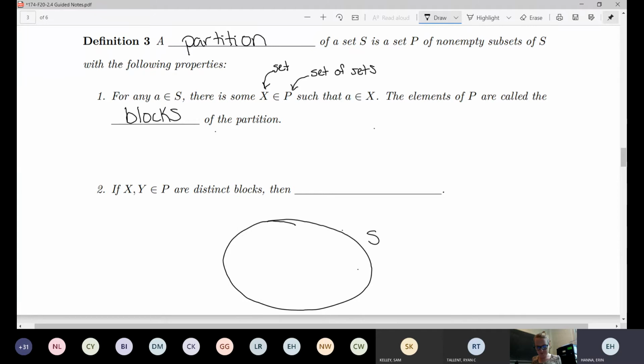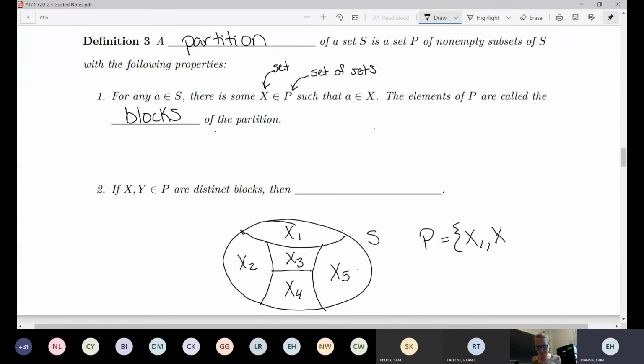I want to draw this one first. And these are just randomly chosen. So essentially, if I break this set up into these littler sets, if you will, essentially the partition is going to be a set of these sets. It's kind of going to be the set of the things that I broke it up into. So these things are called the blocks.